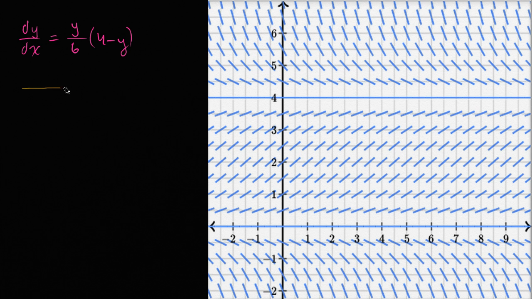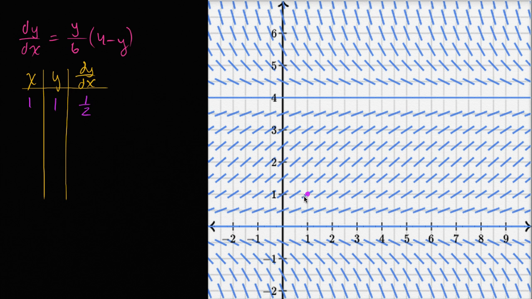Let's draw a little table here. So let's just verify a few points. So let's say x, y, and dy/dx. So let's say we start with, I don't know, let's start with this point right over here, 1, comma 1. When x is 1 and y is 1, well, when I look at the differential equation, 1/6 times 4 minus 1. So it's 1/6 times 3, which is 3/6, which is 1/2.